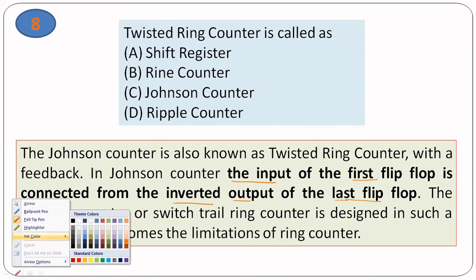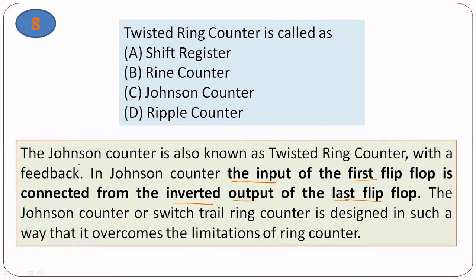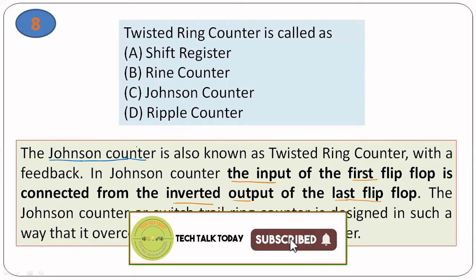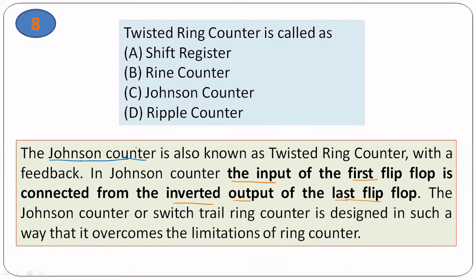The Johnson counter is designed in such a way that it behaves like a twisted ring counter, where it overcomes some of the limitations of the ring counter. So in that sense, we can say that the twisted ring counter is also called the Johnson counter. It will overcome the limitation of the ring counter.